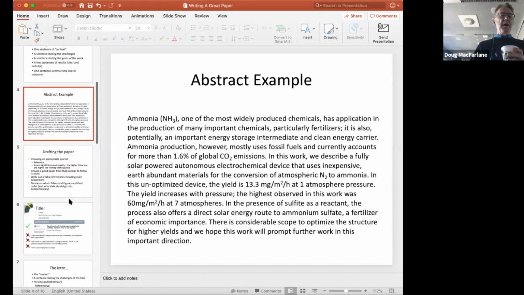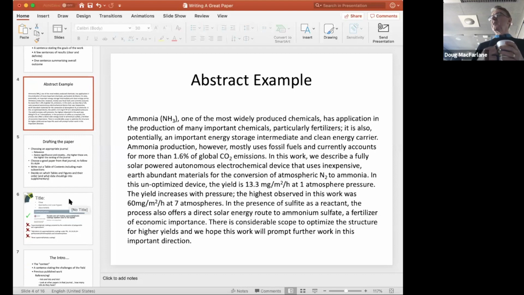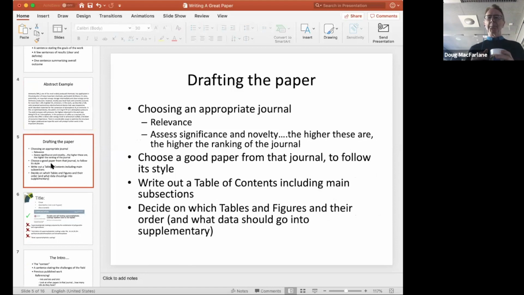Okay, so let's assume that you've got the abstract written, you're happy with it, and some of your co-authors are also happy with it. So we've got a shared vision now. Let's now get started in drafting the paper. So the first thing to do is to start thinking about what's the journal we're going to send this to, and that's a discussion that comes up as soon as you write the abstract.